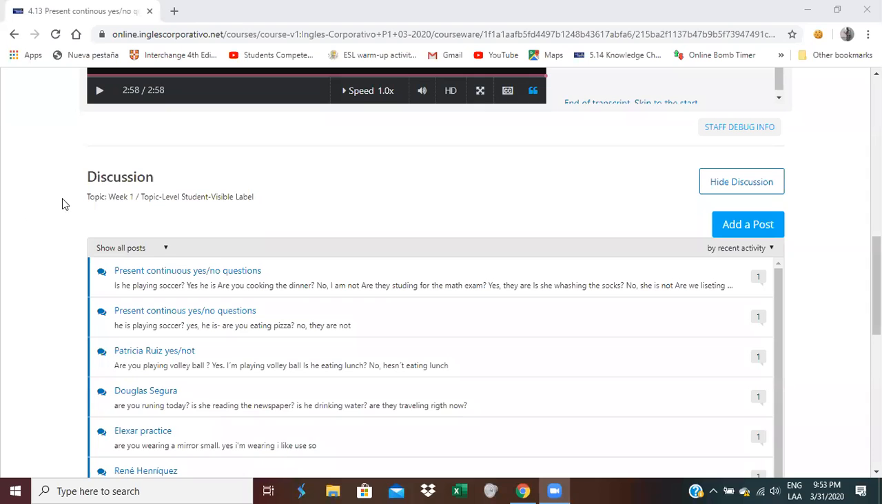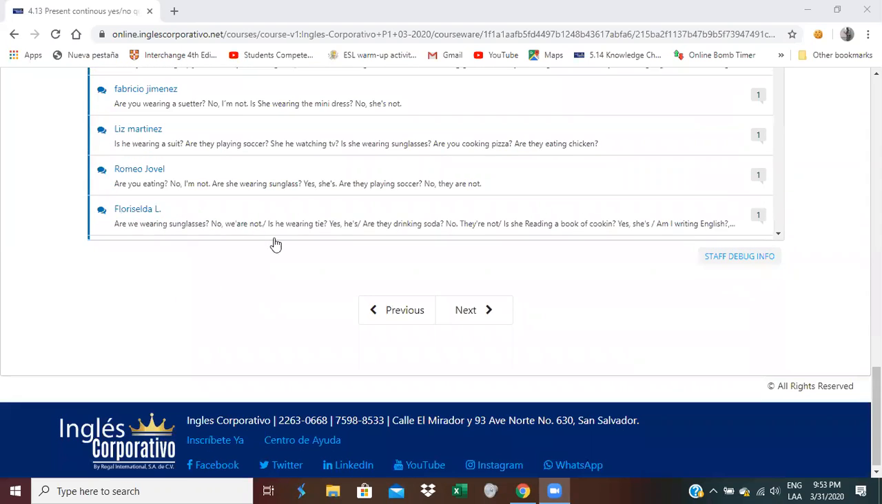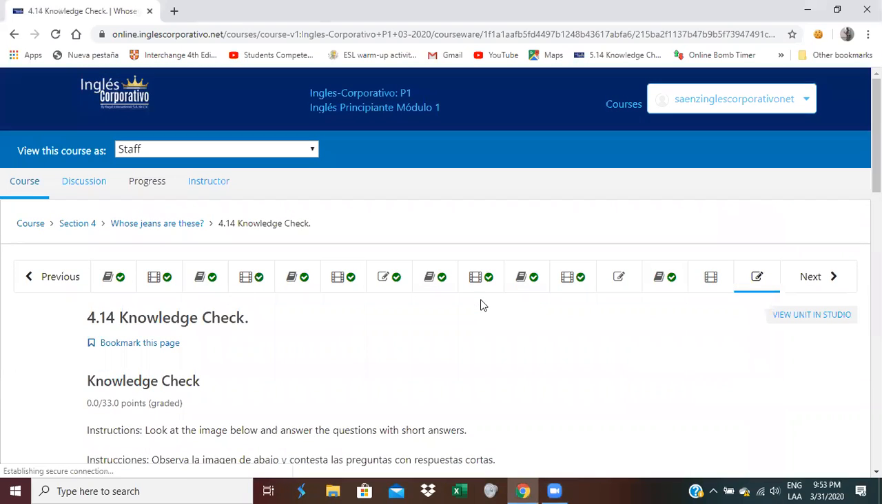All right, guys, if you're not finished, it's going to be your homework. We're going to continue with the knowledge check. I want us to work on section 4.14, knowledge check. Instructions. Look at the image below and answer the questions with short answers.